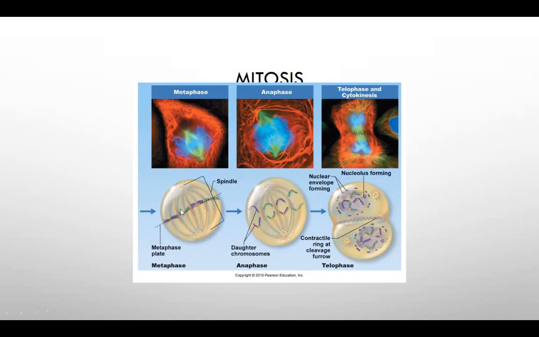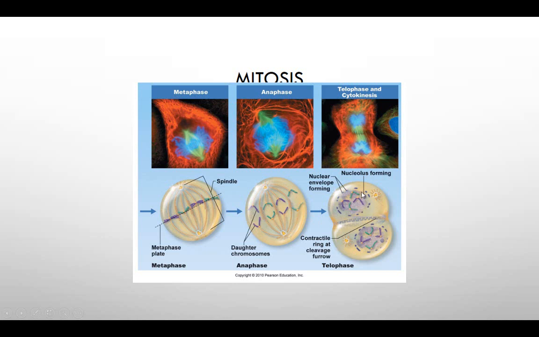And then they go to metaphase, where the chromosomes align in the center. Anaphase, they split apart, so we have two identical chromosomes migrating to either side of the cell. And so we see this kind of space between them. And then telophase is the exact opposite of prophase.